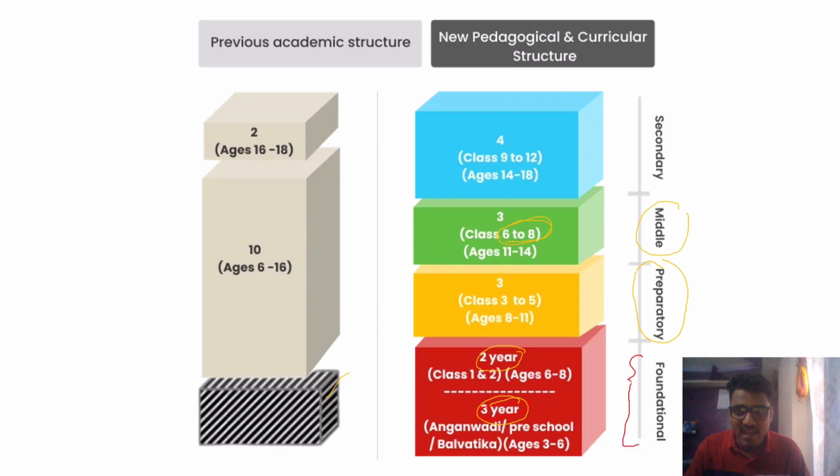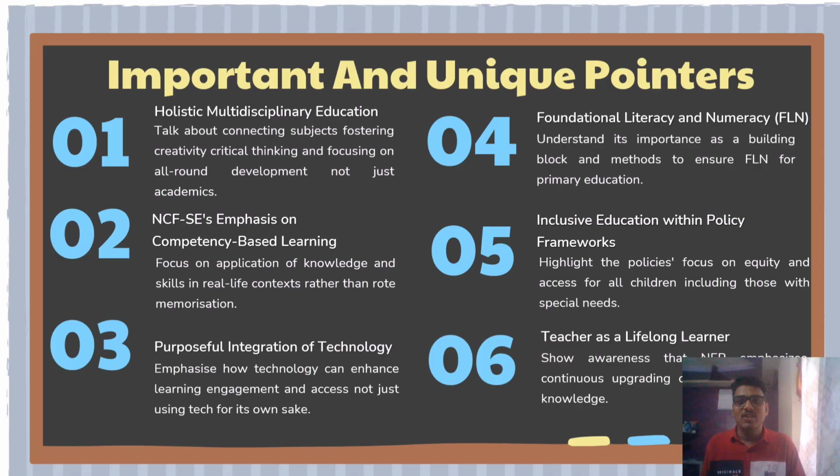And finally comes your secondary stage. Secondary stage is going to be a club of class 9 to class 12, 4 years. So that's why it is called your 5 plus 3 plus 3 plus 4 structure: 5 years of foundation, 3 years of preparatory, 3 years of middle, and 4 years of secondary. So these are important points and questions that can be asked from this section.